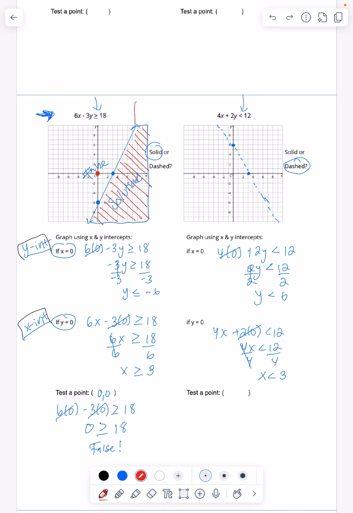So in this case, again, we test a point. 0, 0 is still open for us to use as a testing point. It's not going through the line. So let's test this. We get 4 times 0 plus 2 times 0 has to be less than 12. So 0 plus 0 is 0, which is less than 12. In this case it is actually true, right? 0 is less than 12. Because that was true, we're going to shade on the same side as the testing point. So we're going to shade to the left in this case.